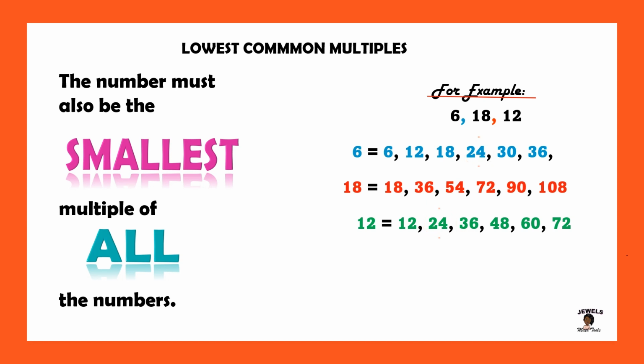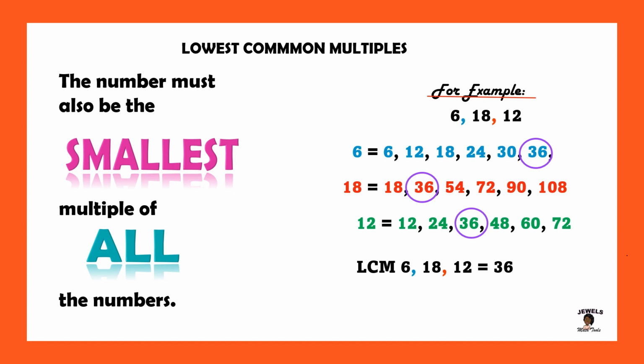But if we look at 6, 18, and 12 collectively, you will notice that these three numbers have a common multiple of 36, and it is also the smallest one that they have in common. Because notice, if you look at the 18 timetable, it has a multiple of 72, same thing as 12, and if we were to list further into the 6 times table, that also has a multiple of 72. But remember, we're looking for the lowest and the smallest, and since 36 is the smallest, 36 will be the LCM of 6, 18, and 12.